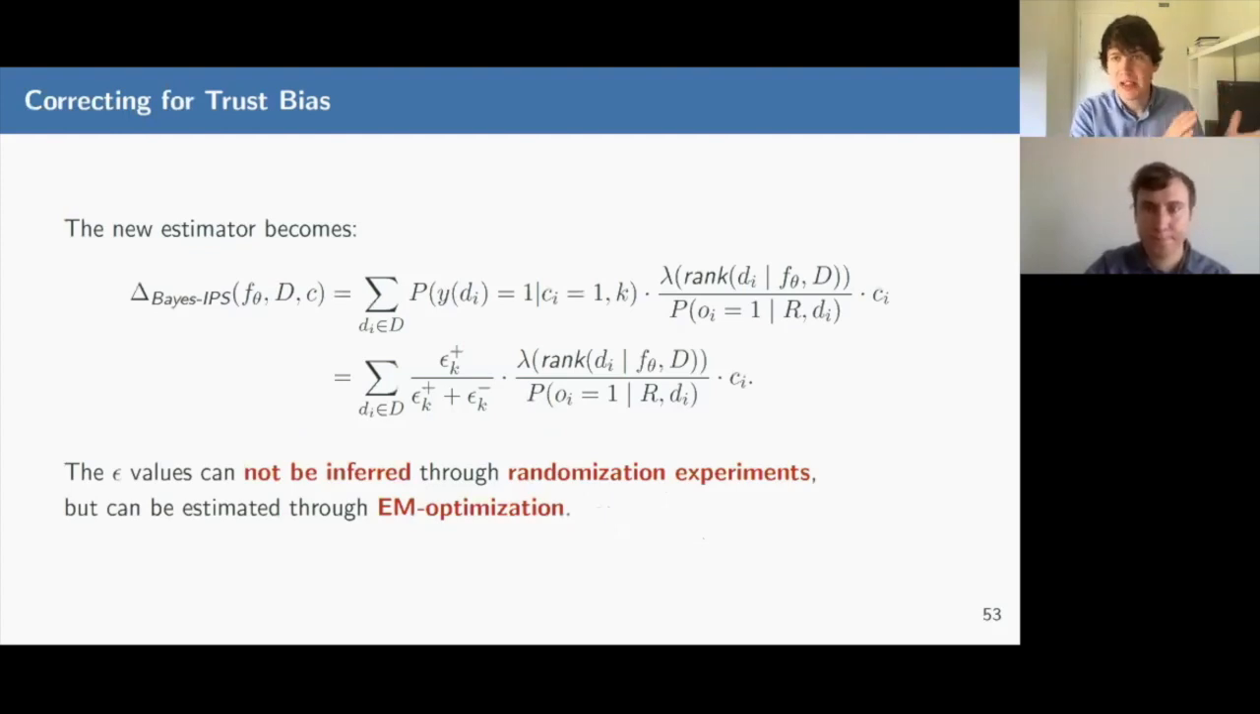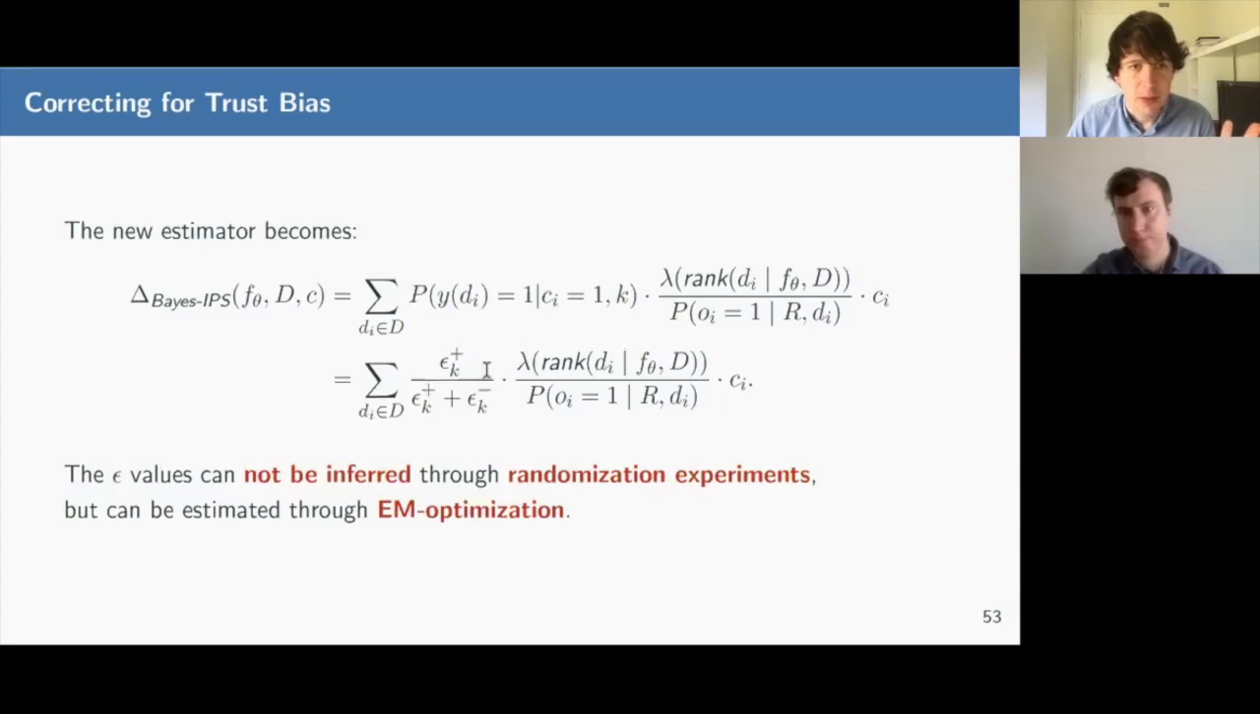They introduced this new estimator to correct for this bias. It's called Bayes IPS. And for every click, here we can see we have the same estimator again. We're summing over all the documents. We're inversely scoring with observation probability for position bias, everything we've seen so far. But now we multiply by the probability that this was actually relevant, conditioned on that it was clicked and its position.